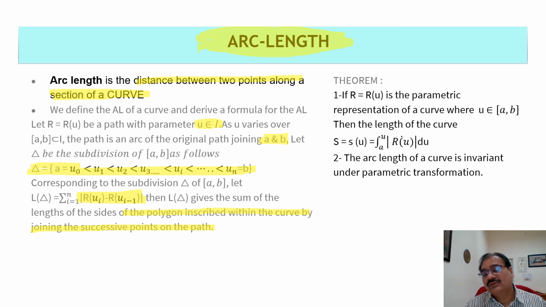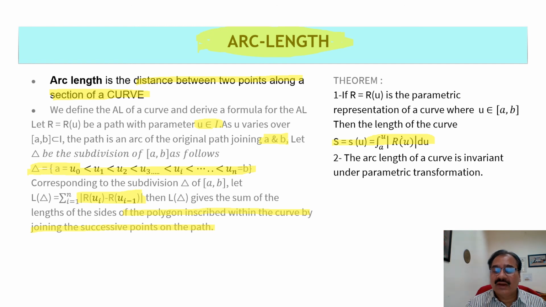So these are two important theorems, and you may go through and read at your own the proof and other analysis part of these theorems. If r is equal to r(u) is the parametric representation of a curve where u belongs to the closed interval AB, then the length of the curve is s is equal to s(u) is equal to the integral from a to u of the norm of r dot (u) du. This is the beautiful formula for the parametric representation of a curve, to calculate the length of the curve.